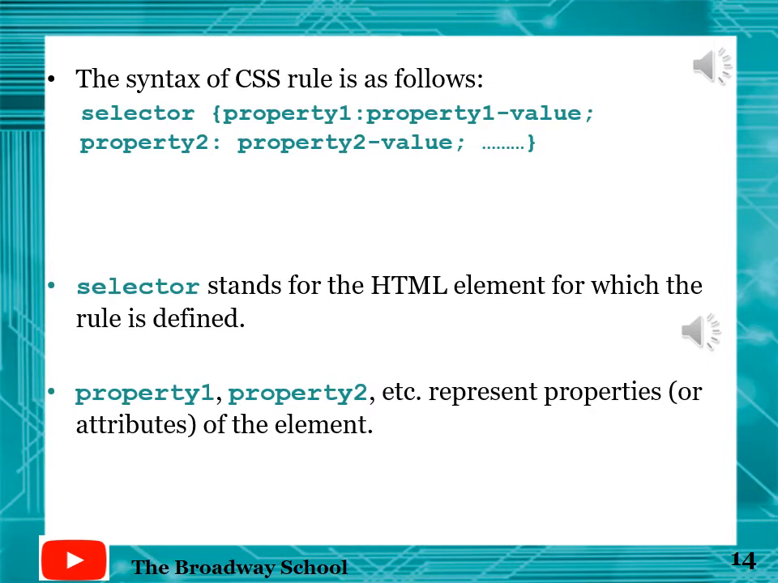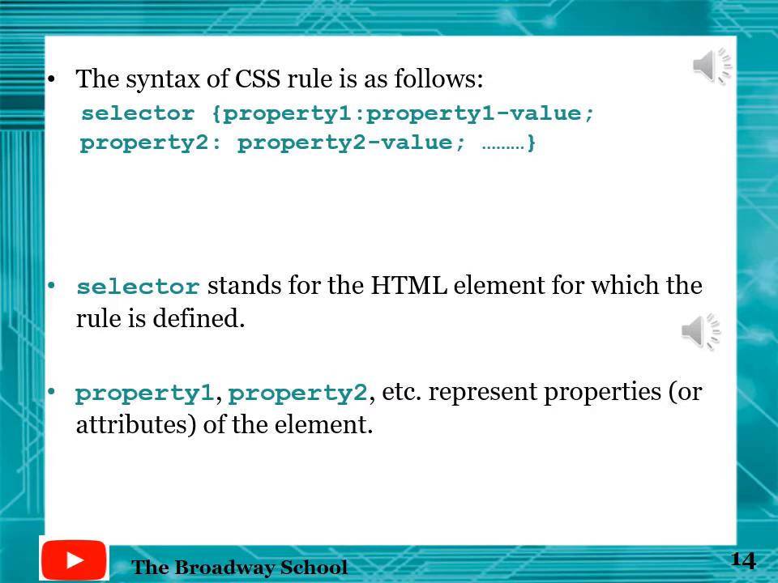Selector, curly brackets, property1 colon, property1 value semicolon, property2 colon, property2 value, and so on. Here you can see each property will be separated by a semicolon, and after each property name you will place a colon, and after that you will give the value of that property.